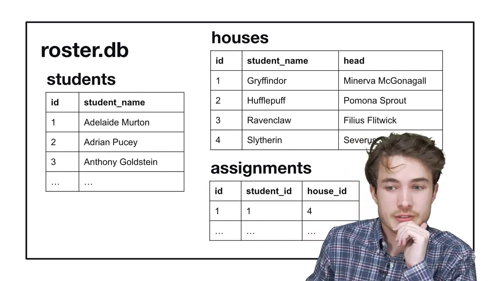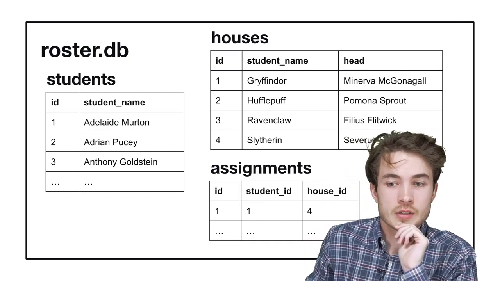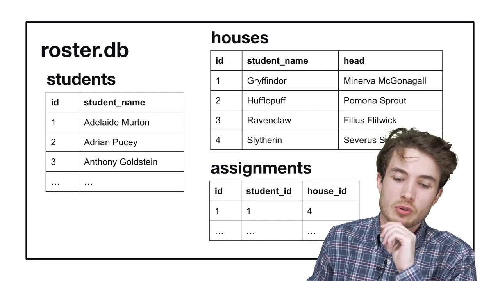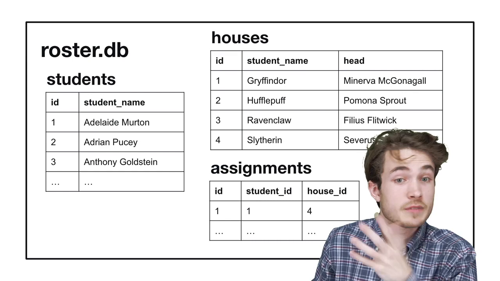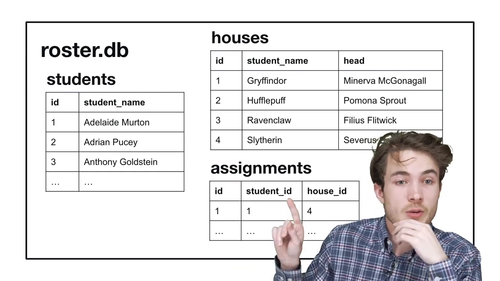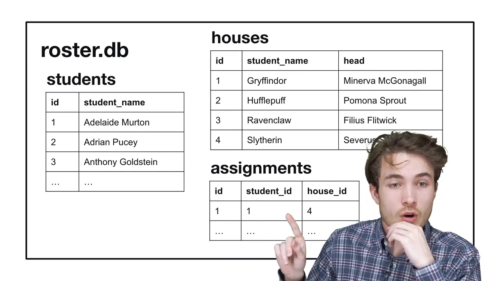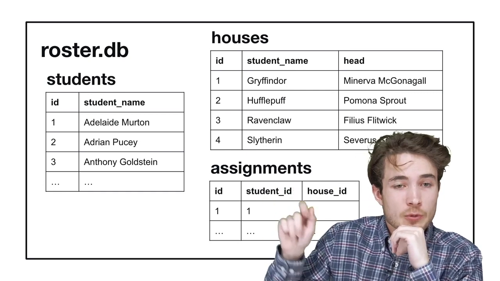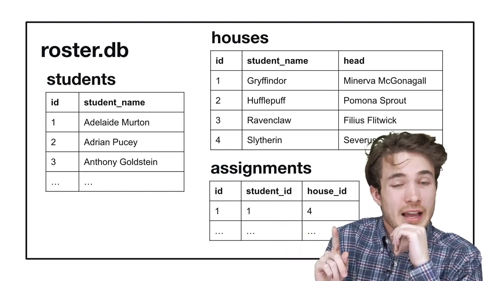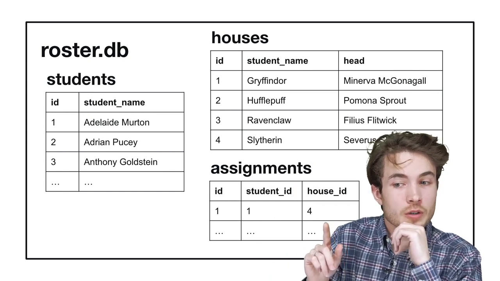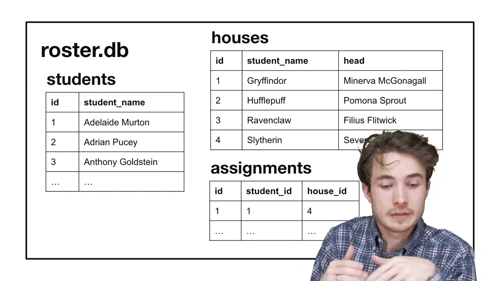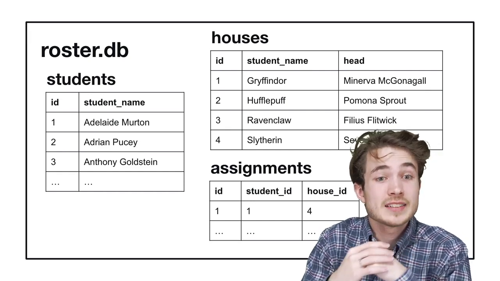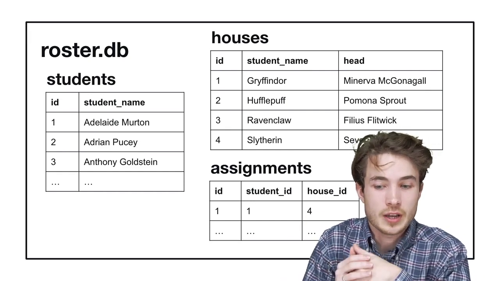How do you know that in this case? How do you know that Adelaide belongs to Slytherin now? Because of the IDs. We saw before that student ID is 1. Well, which student has the ID 1? It seems like it's Adelaide if we look in that table. And now we look at the 4 here for the house ID, and which house is 4? Well, that's Slytherin. So we know that Adelaide belongs to Slytherin in this case. Adelaide is assigned to Slytherin's house.